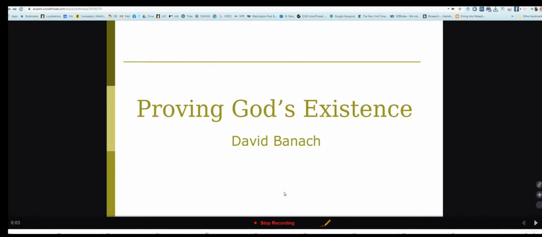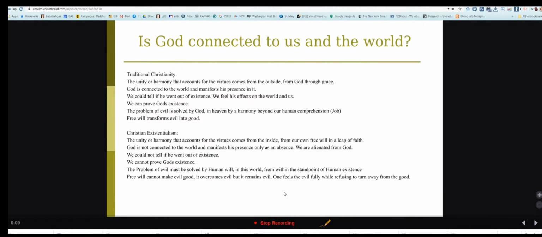So in this lecture, we're going to be looking at the arguments for and against the attempts to prove God's existence. Remember, we were discussing the differences between traditional Christianity and Christian existentialism as a way of understanding how the virtues work. And we're answering the question, how is God connected to the world? Does he show himself to us, or is he alienated from us? Does he manifest himself to us only as an absence?